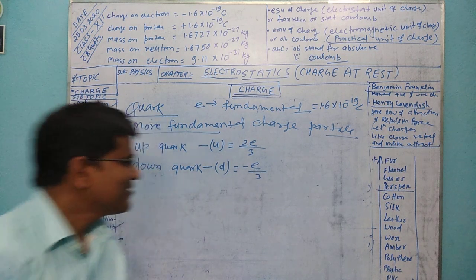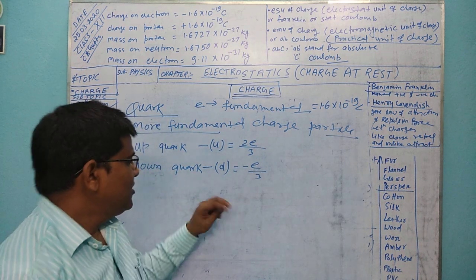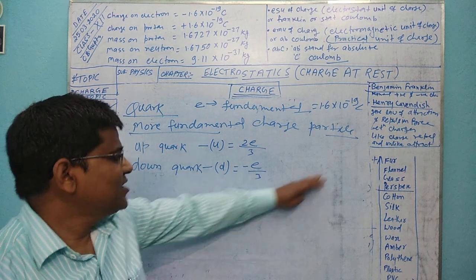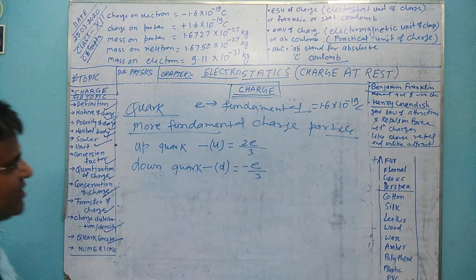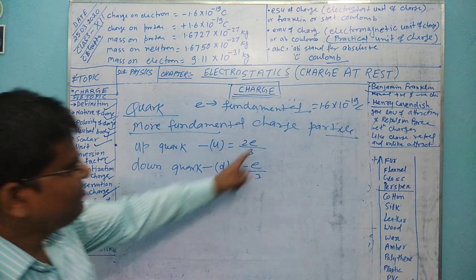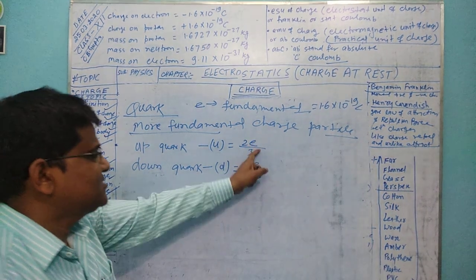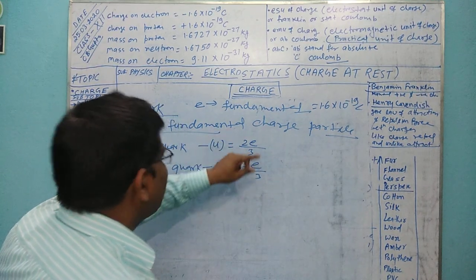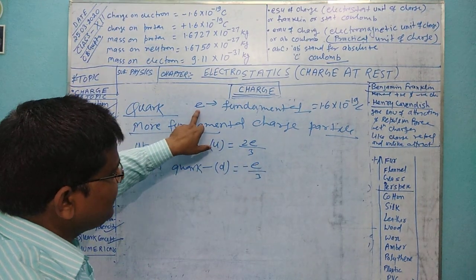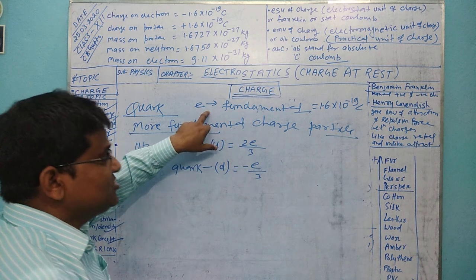Now, I know you are thinking that in the previous concept, charge of the electron is never a fraction, but here it is a fraction, E by 3. Don't worry. This is more fundamental. When E is fundamental, then a fraction is not possible.